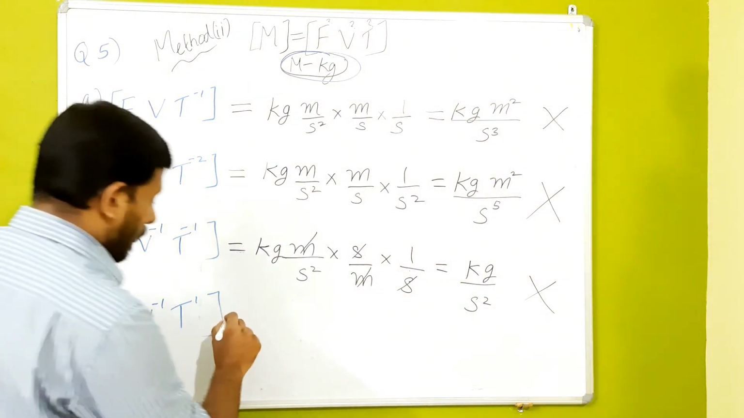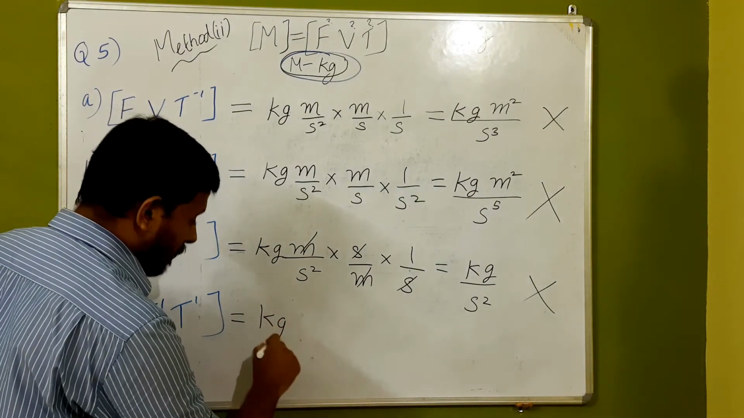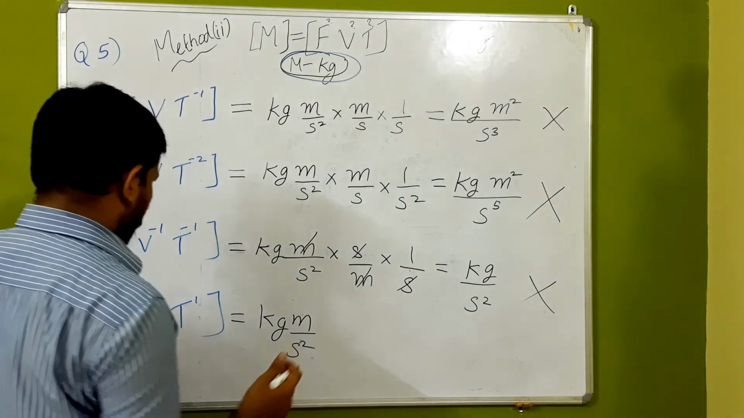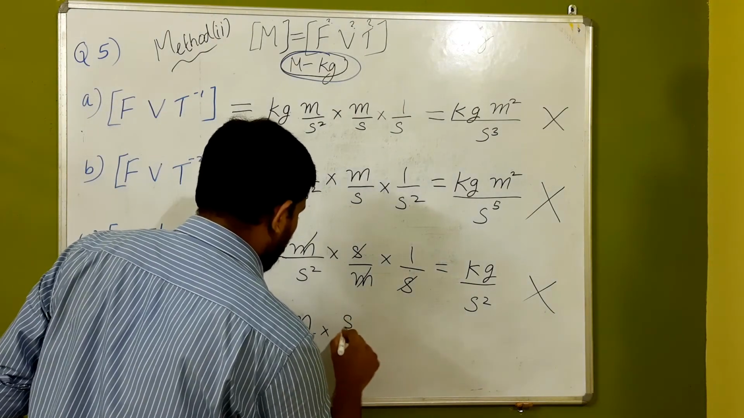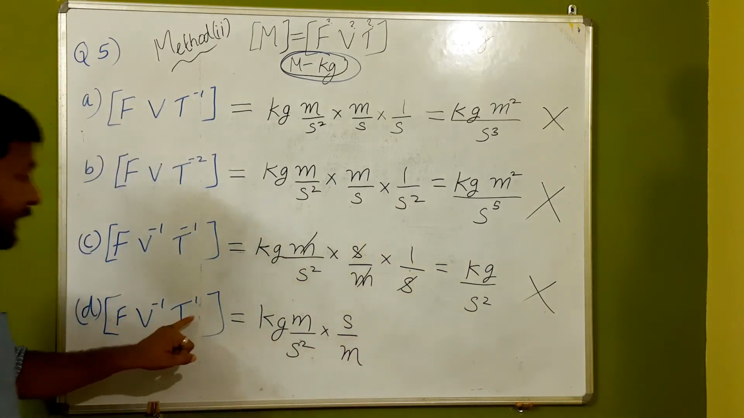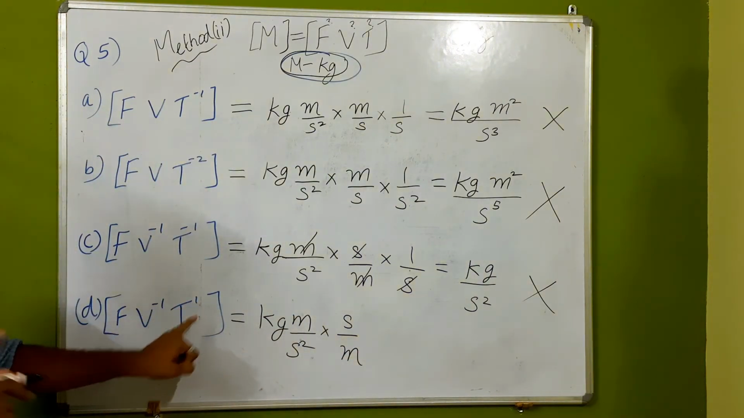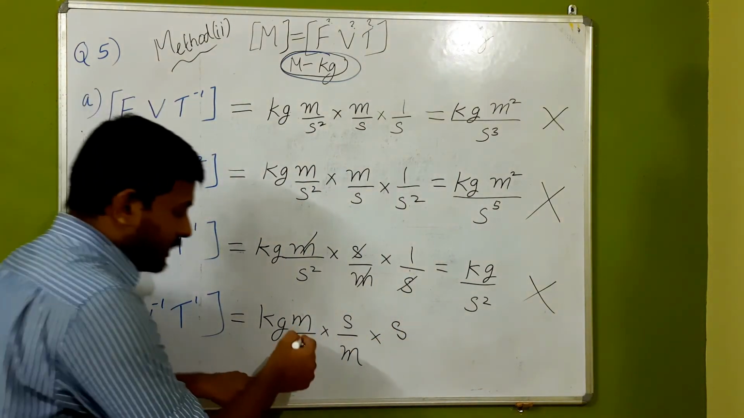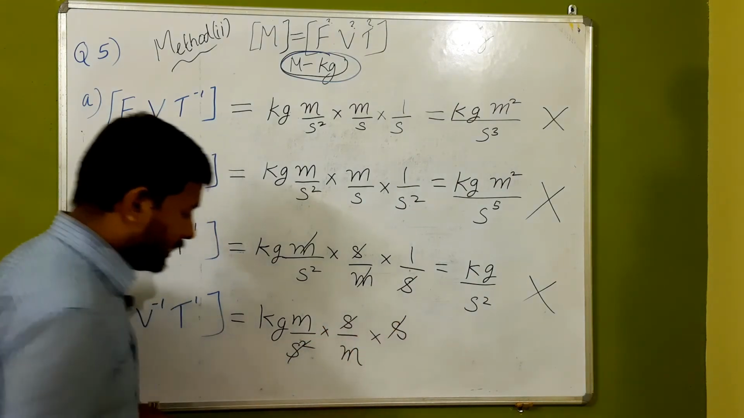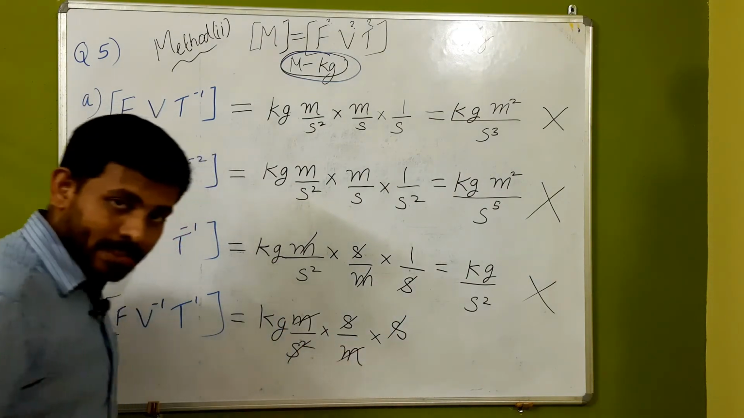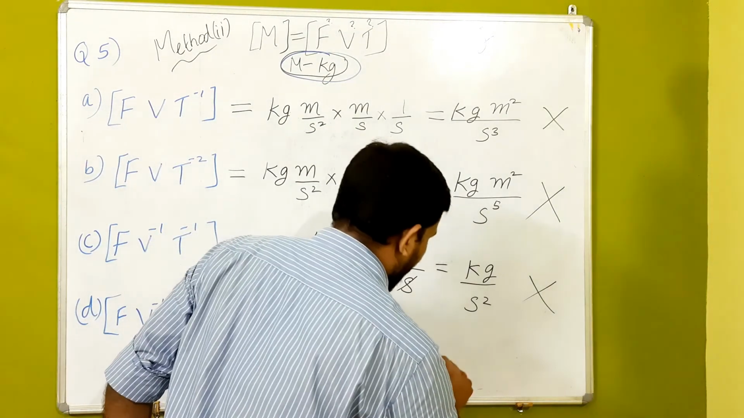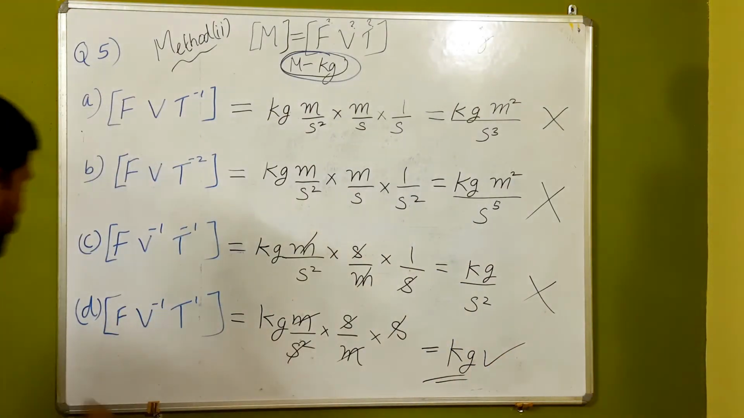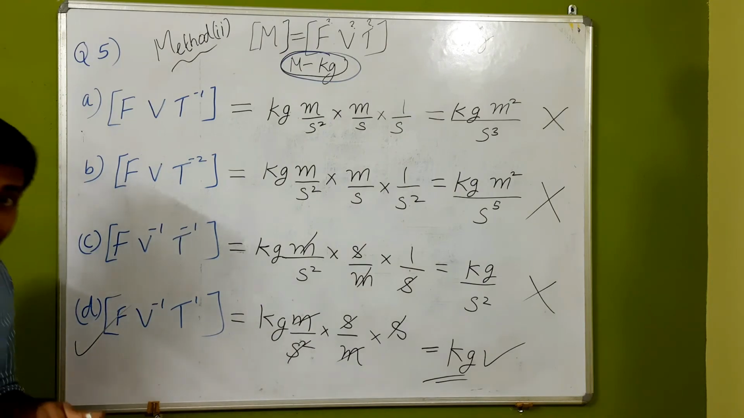The final one, kilogram meter per second square. Velocity inverse is second by meter. T raised to 1 means second. From here, second square and second cancel, meter and meter cancel, and we get the answer as kilogram. So this one will be the correct answer.